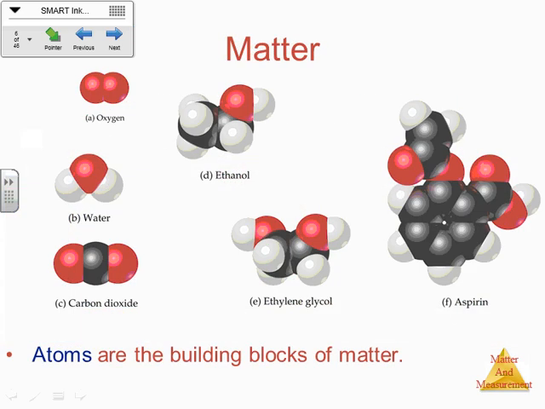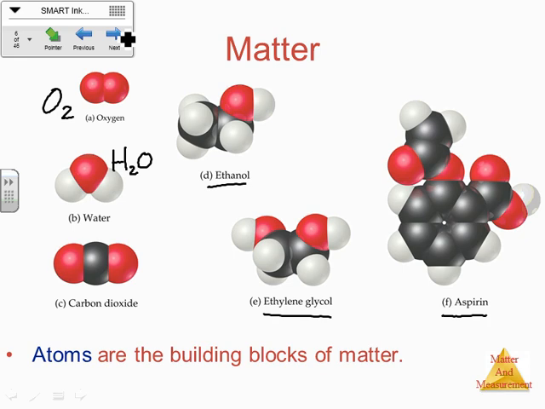Atoms, we talked about this last year, the building blocks of matter. So all matter is made up of these atoms and different combinations of these atoms. You can have something like oxygen, O2, which is just a diatomic molecule. You can have water, which is a compound, H2O. You can have carbon dioxide, also a compound, CO2. Or you can have larger molecules like ethanol, ethylene glycol, aspirin, that are combinations of a bunch of different things.